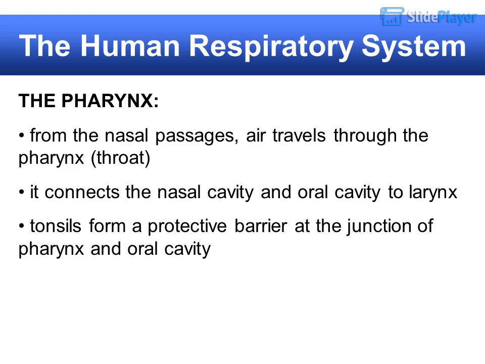The pharynx. From the nasal passages, air travels through the pharynx, the throat. It connects the nasal cavity and oral cavity to the larynx. Tonsils form a protective barrier at the junction of the pharynx and oral cavity.